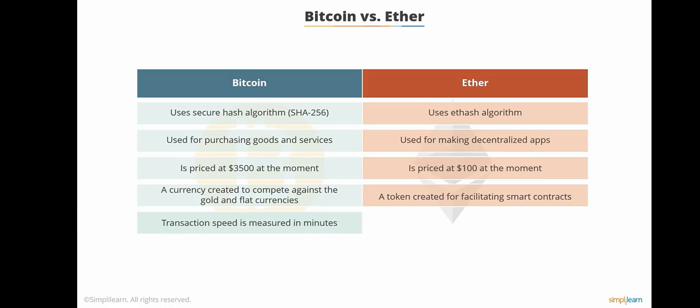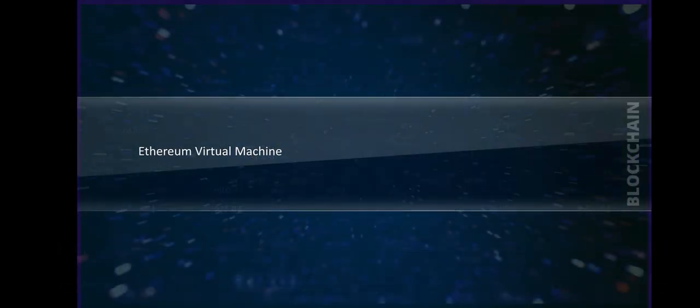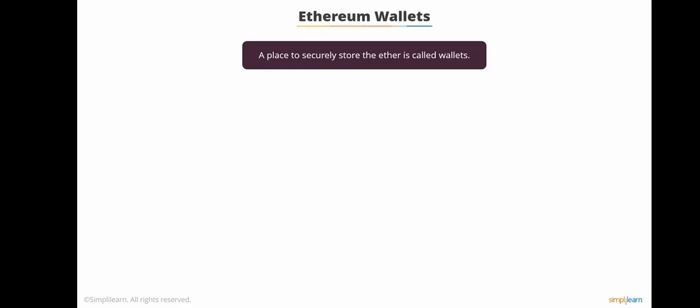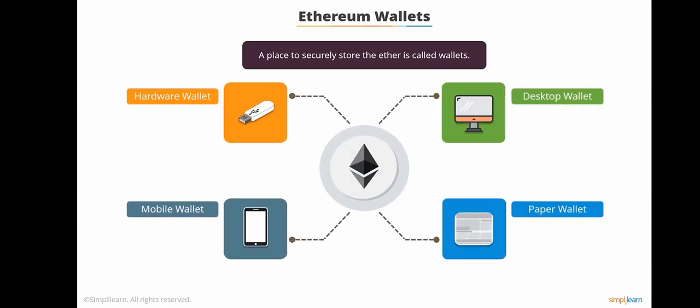Lastly, the transaction speed of BTC is much slower than ETH. While BTC's transaction speed is measured in minutes, ETH's is just a few seconds. Like Bitcoins, Ethers are also stored in cryptocurrency wallets. Let's understand what wallets in Ethereum are. Ethereum Wallets. A wallet is the place to securely store ethers and other cryptocurrencies. Basically, a wallet stores the means of accessing your currency using the private key.